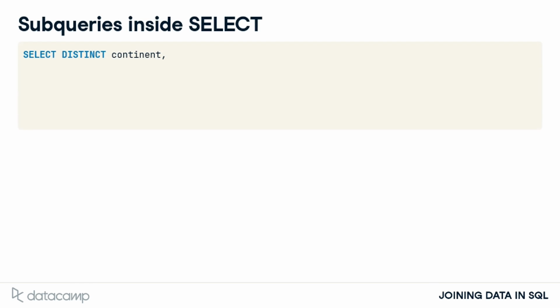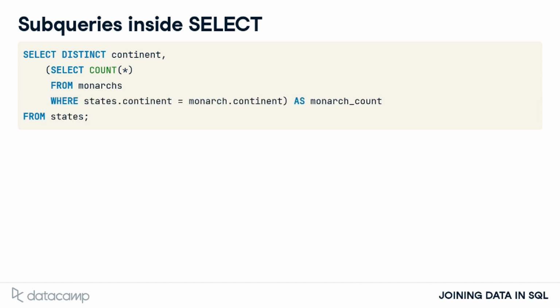In earlier courses, we've seen the use of group by to count data by a group. However, since our monarchs data lives in a different table than the states table, this would involve a careful join before the group by. Let's look at how to do this with a subquery instead. Our subquery requires 2 things. First, it needs to count all monarchs. Second, it needs a where statement matching the continent fields in the 2 tables.